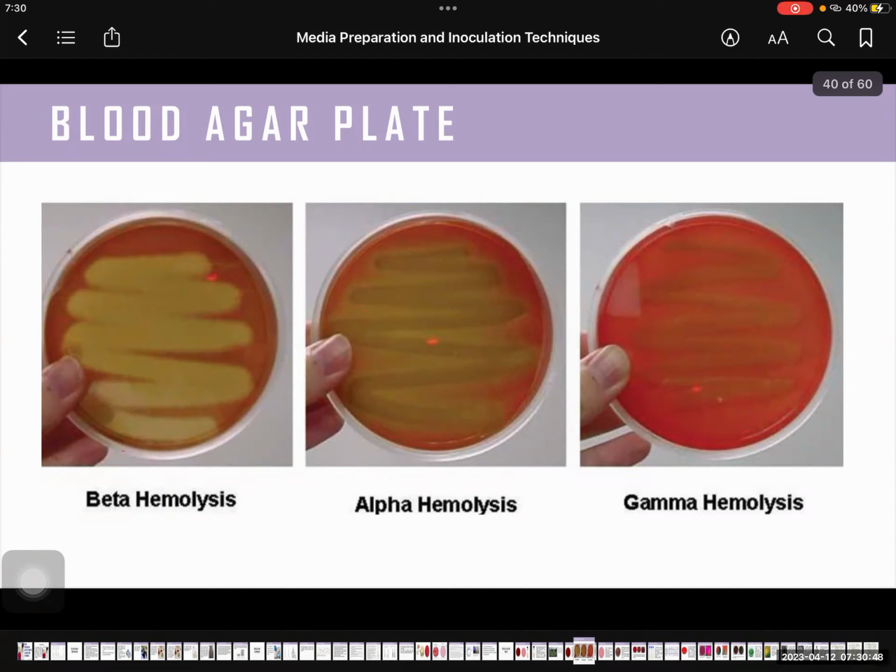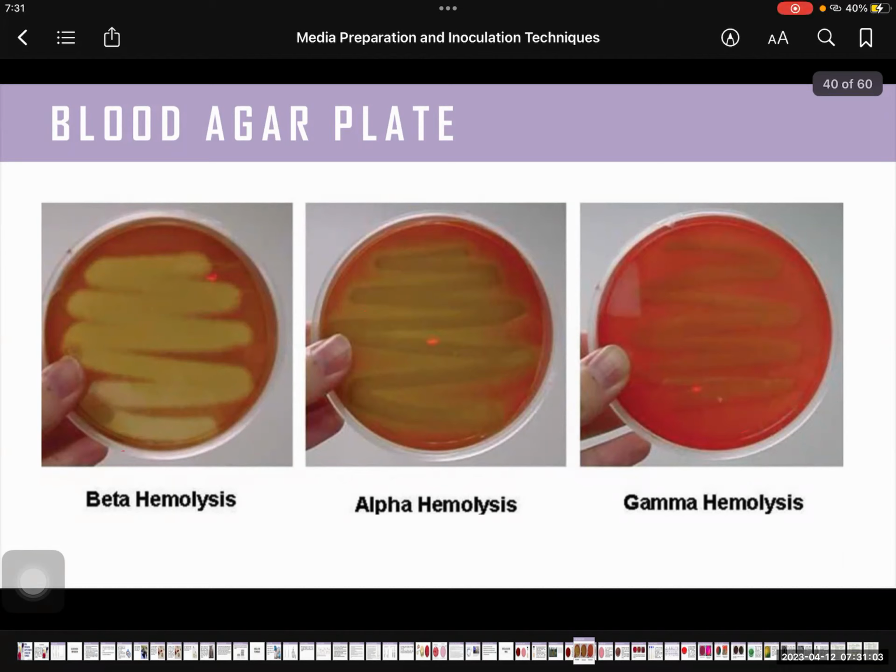So in here, you can observe beta hemolysis. Again, this is complete hemolysis. Therefore, you can see a large clearing within the sides of the colony. How about for alpha? For alpha, we refer to it as incomplete or partial hemolysis.